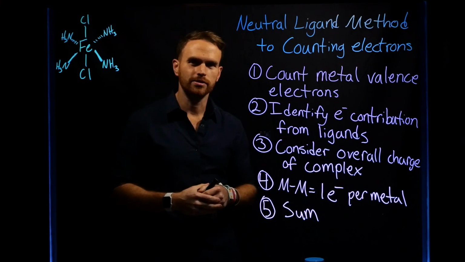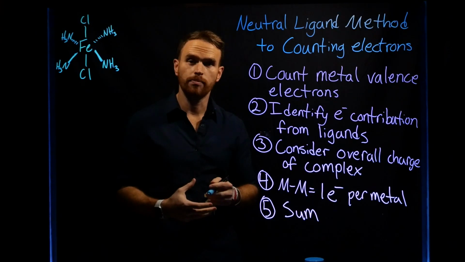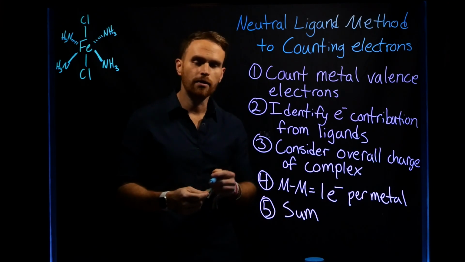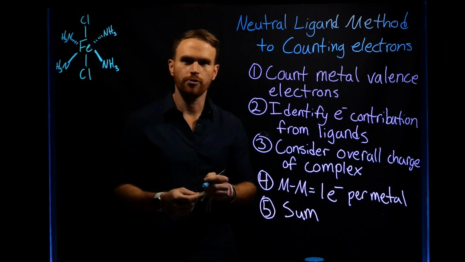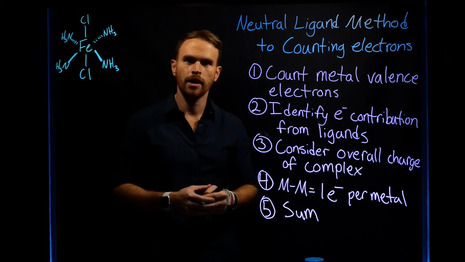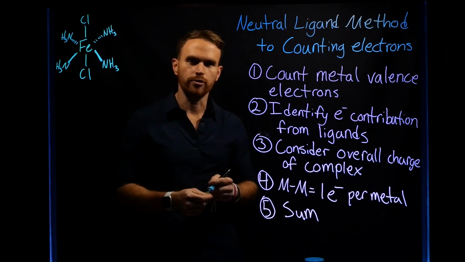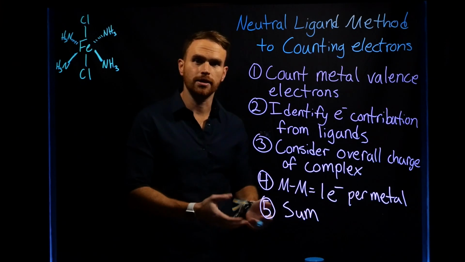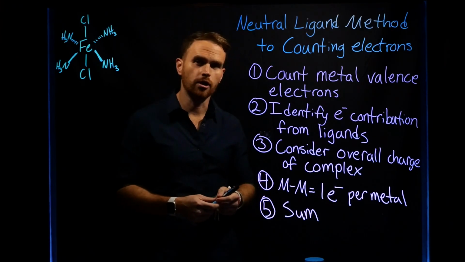Transition metal compounds can oftentimes be far more complex than the types of molecules that you've seen previously. To account for this, we need to reconsider the way that we count the total number of electrons surrounding an atom. Here is a step-by-step tutorial for how to do the neutral ligand or covalent method to counting electrons. In a subsequent video, I'll teach you about the ionic method.